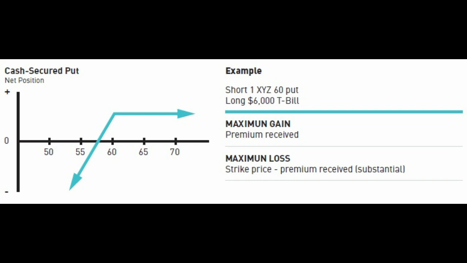Let's take a look at the key components of a put option. One is the underlying asset, the asset that the option contract is based on. It'll be a particular stock, for example. Number two is the strike price, the price at which the buyer can sell the underlying asset if they exercise the option. Number three is the expiration date, the date by which the option must be exercised or it expires worthless. And number four is the premium. That's the price paid by the buyer to the seller for the option contract.